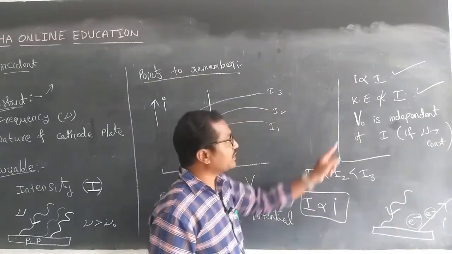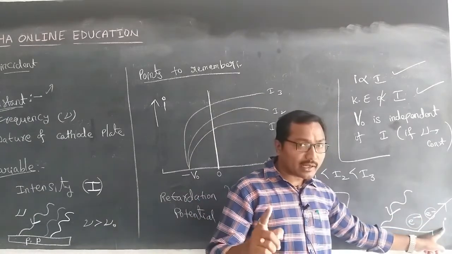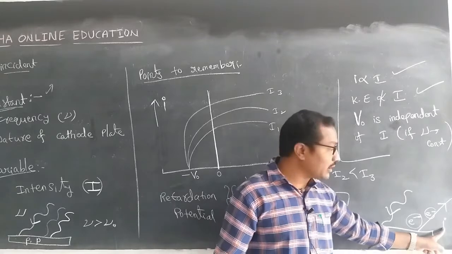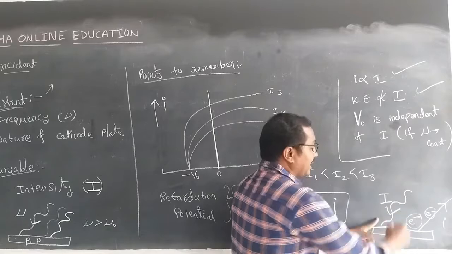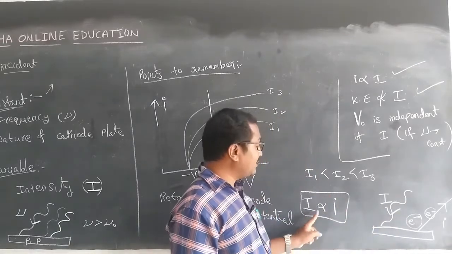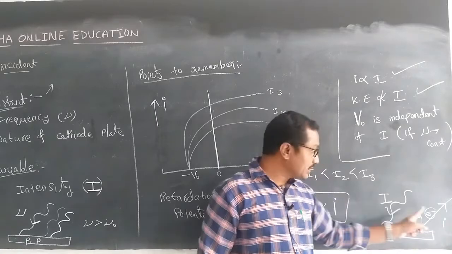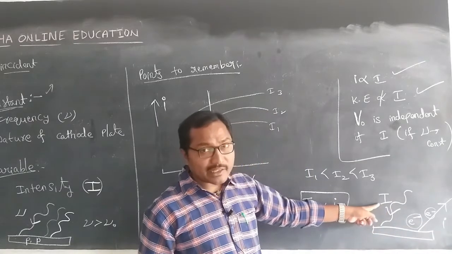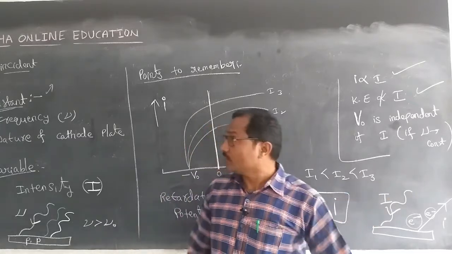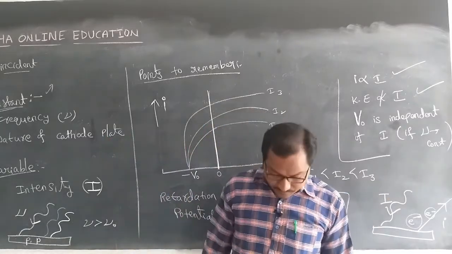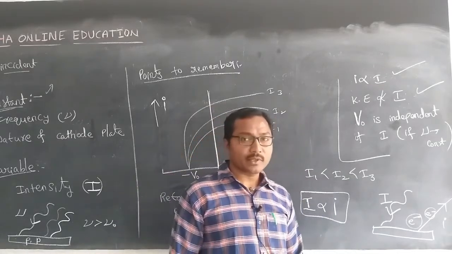We have discussed here the same relation: the photoelectric current depends on the intensity of incident radiation. I is directly proportional to the intensity. If we want more current, we have to give a larger intensity. Fine. Next case. Our target is to discuss the effect of intensity on the photoelectric effect.